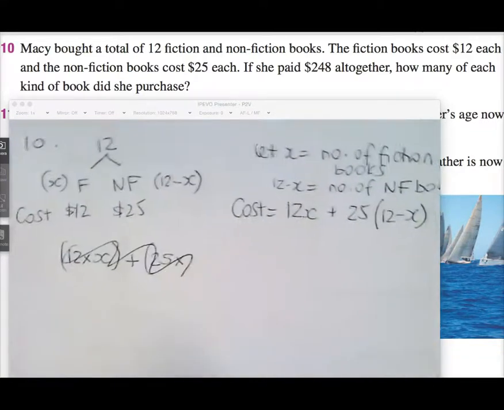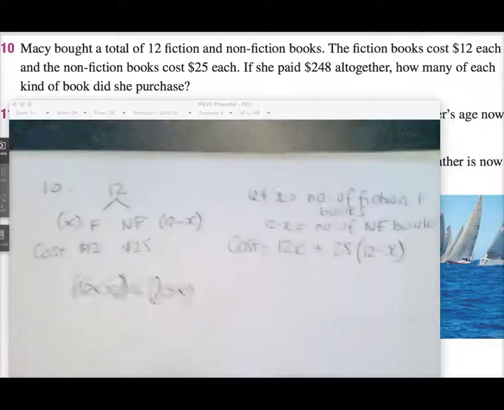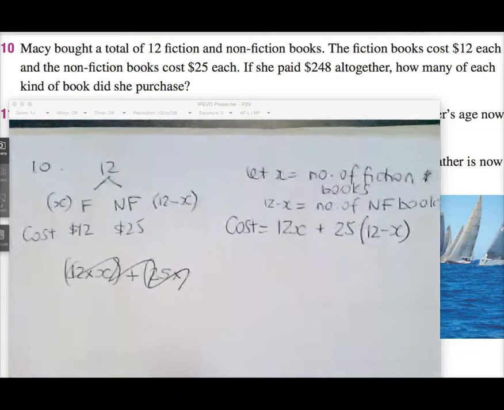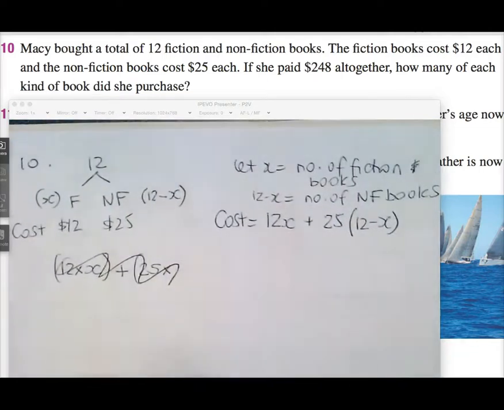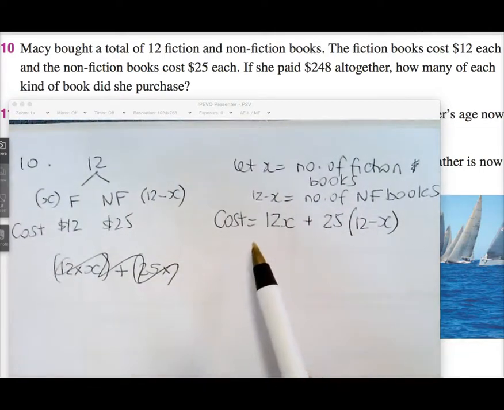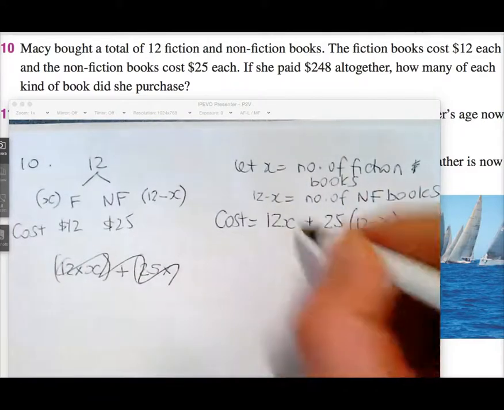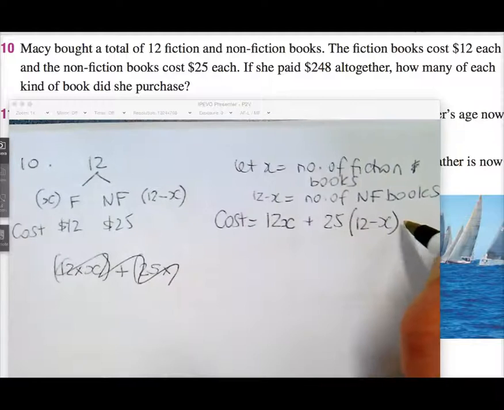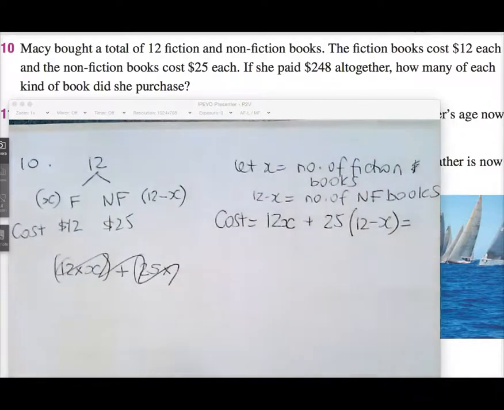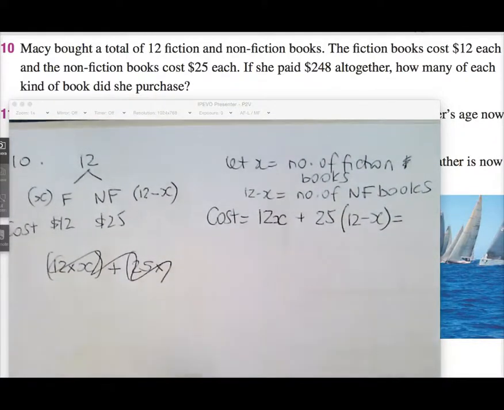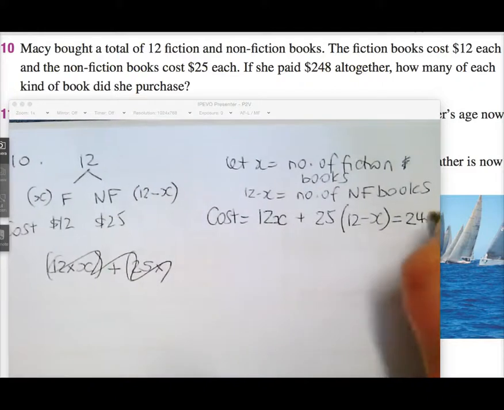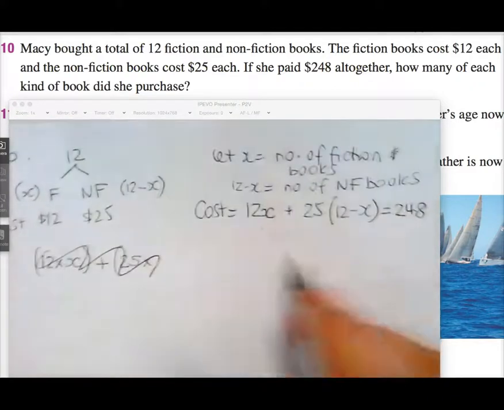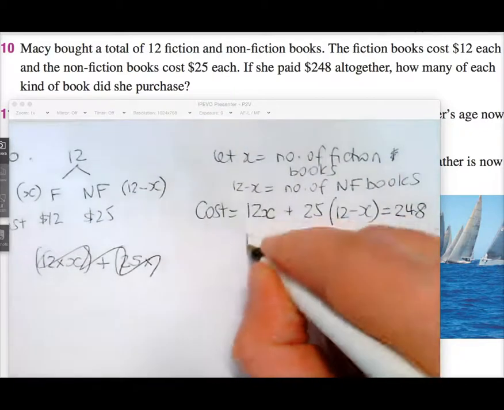So if X equals the number of fiction books, 12 minus X equals the number of non-fiction books. And so the total cost would be 12x plus 25 times 12 minus x. What does that all equal? What's the total cost? So that equals 248. And now we solve the equation. So what have we got? We're just solving this equation.